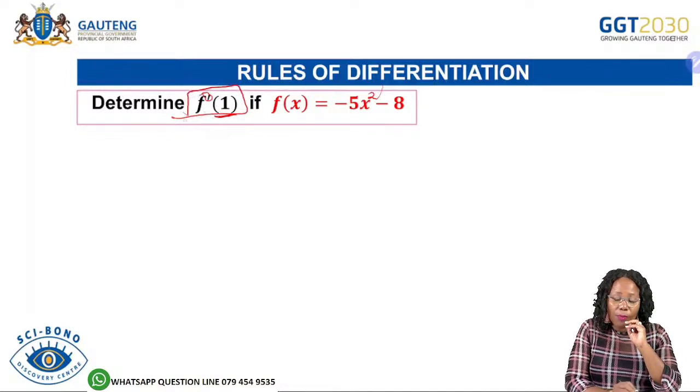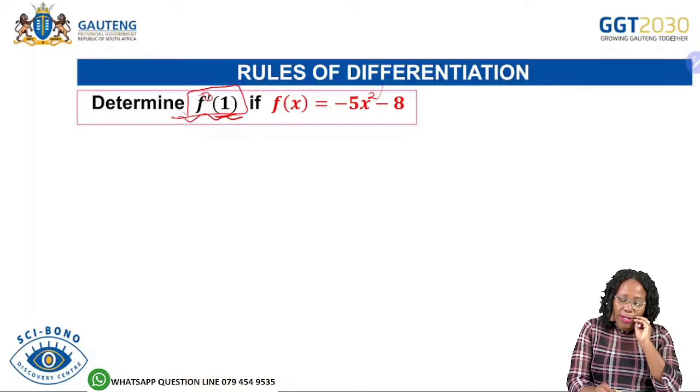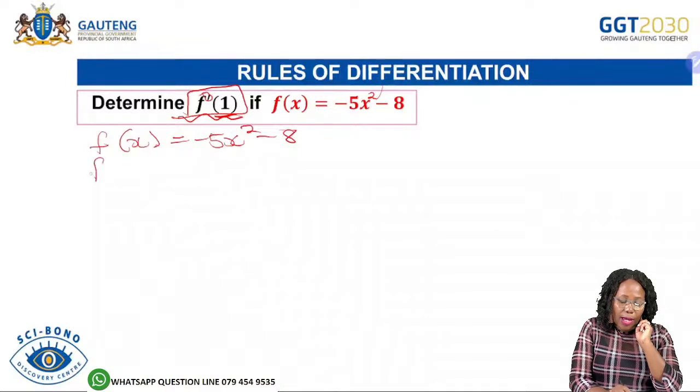So we are going to start by deriving. All right, we take that expression f of x equals minus 5x squared minus 8. And then we are deriving that. We don't have any challenge.